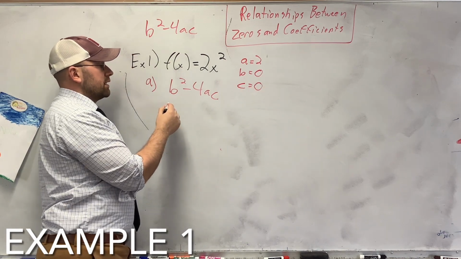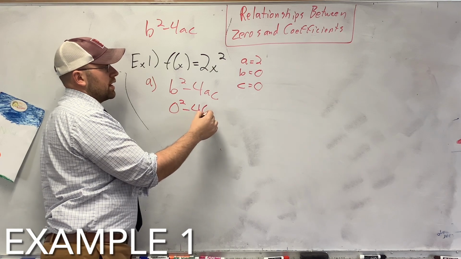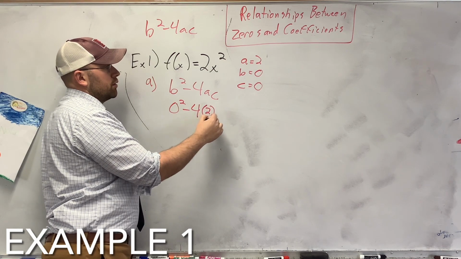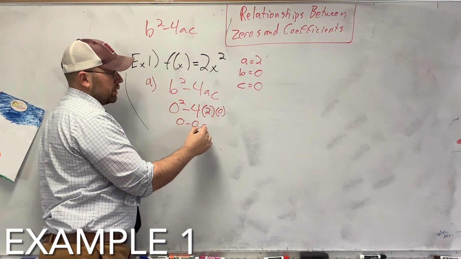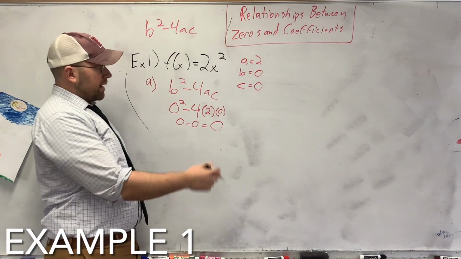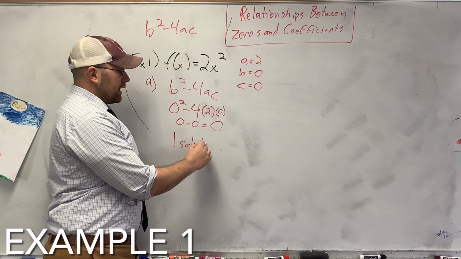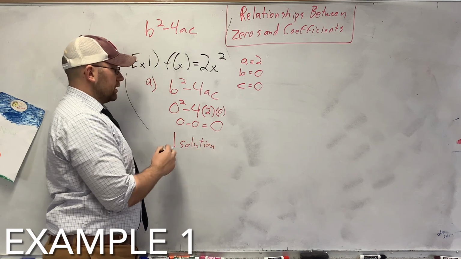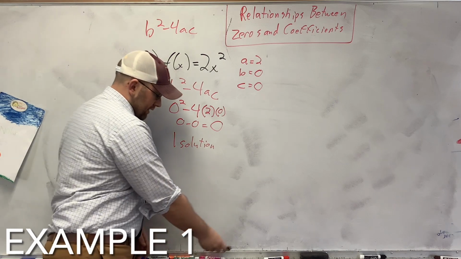So when I plug this in, I get 0 squared minus 4 times 2 times 0. So I get 0 minus 0, which is 0. Because it's 0, that means I'm only going to get one solution. That means my vertex is going to be on the x-axis.